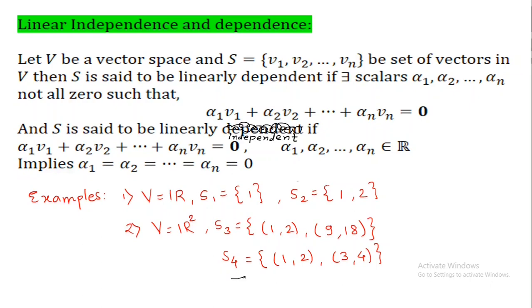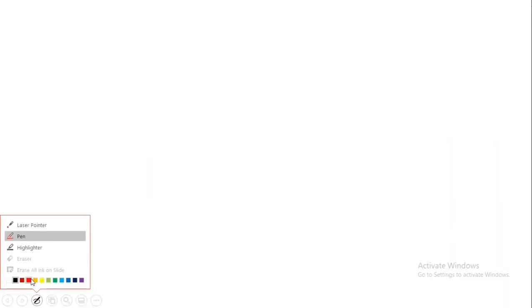So let us solve one example on that. I will explain the process by giving one example, that is for V is equal to R2 and our set to be S4. So V is equal to R2 and our S4 is (1, 2), (3, 4). Now we have to check whether this set is linearly independent or dependent.